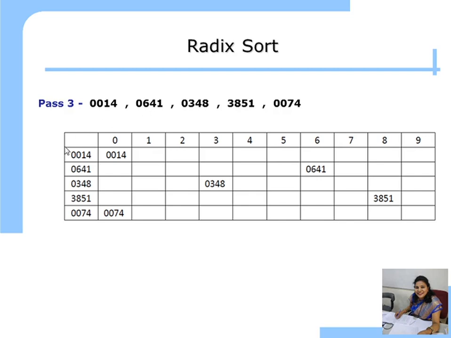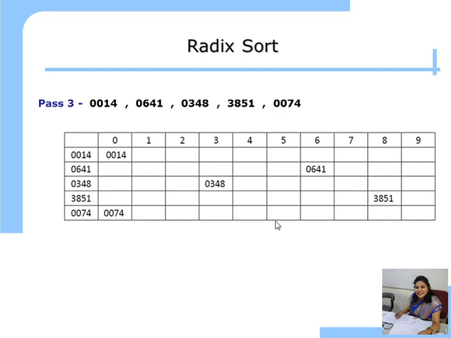Which digit is present at the 100 position of 14? 0, so it will go to the 0th bucket. Here it is 6, so it will go to the 6th bucket. In 348, 3 is present at the 100 position, so it will go to the 3rd bucket. In 3851, we have 8 at the 100 position, so it will go to the 8th bucket. And in 74, we have 0 at the 100 position, so it will go to the 0th bucket.